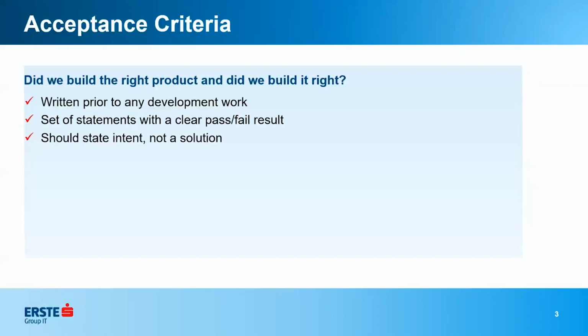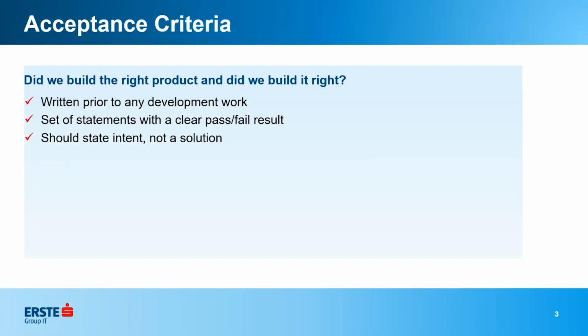And again, this should state intent, not a solution. Remember from the previous slide, the how you're going to implement this story is nowhere in the user story or acceptance criteria. It belongs either as subtasks or as attachments or additional notes, a reference to a Confluence page, however you want to do it.